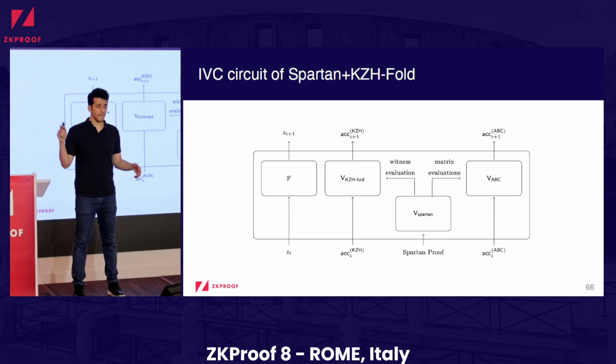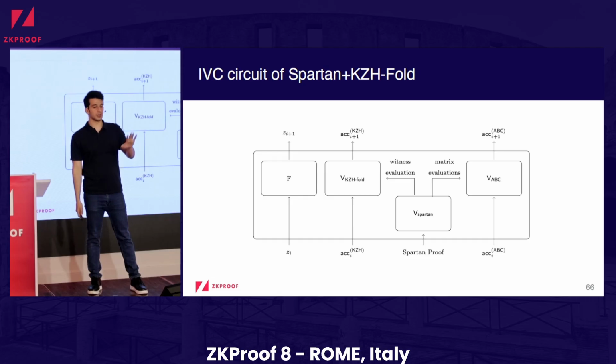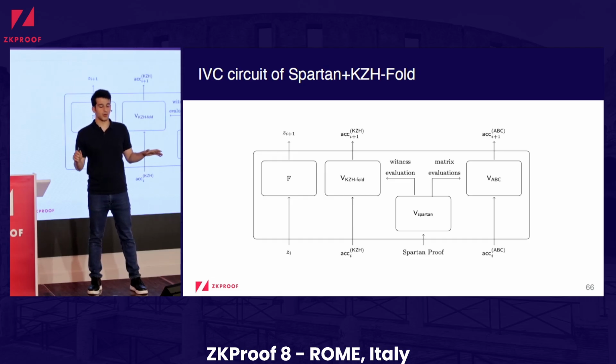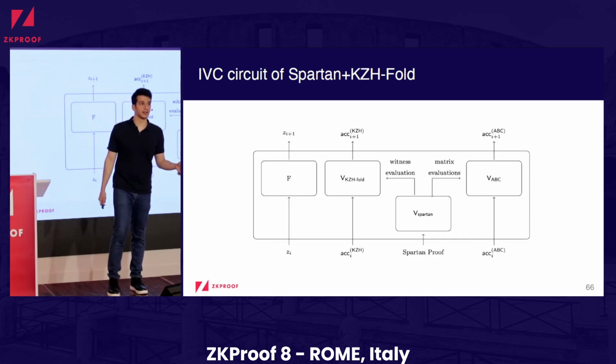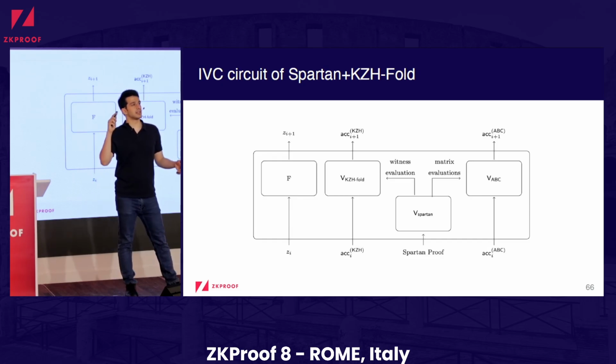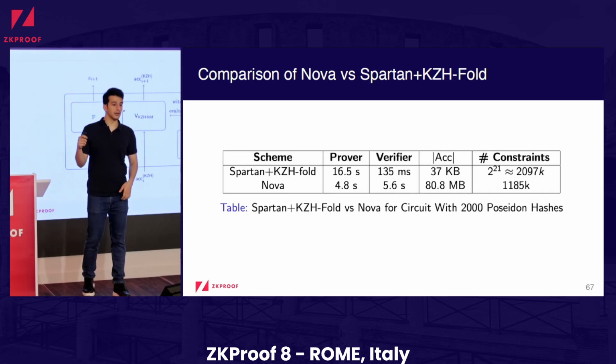And the recursive overhead of Spartan plus KZH-Fold looks something like this, where we have to implement both the PIOP verifier and the PCS verifier. If you have the circuit of Nova on the top of your head, you may realize that's way simpler than this one. The reason is that Nova directly builds an accumulation scheme for the NARK, whilst we have to build an accumulation scheme for the PIOP and the PCS separately. That's why it's a bit more complicated.